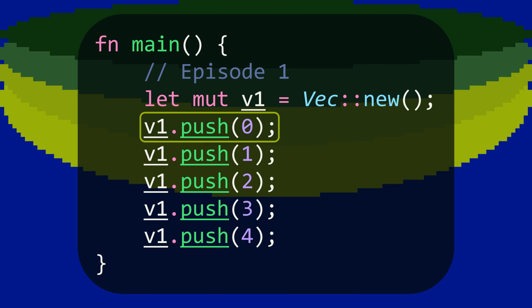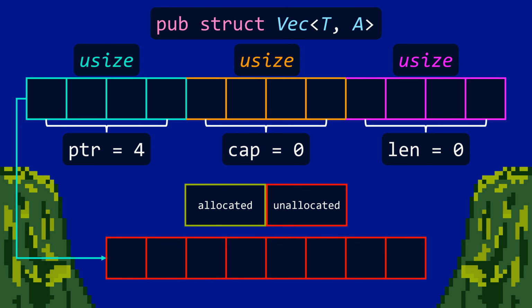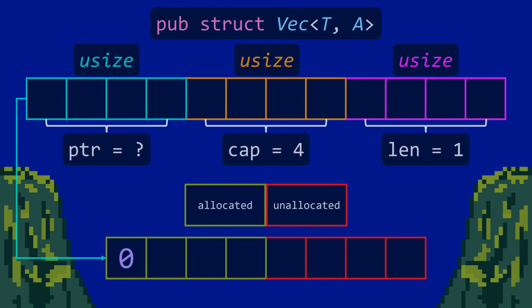First, we push 0. The Vec begins with no memory allocated, its pointer dangling at 4. Then, we push. 4 slots become available as the capacity becomes 4. 1 slot is filled with 0 as the length becomes 1, and the pointer points to the beginning of the buffer. I'm using a question mark to represent the memory location because the allocator chooses where to allocate the memory, so its value can basically be anything.